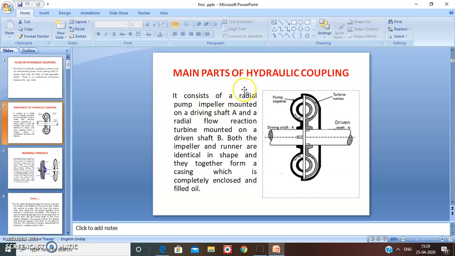Now discuss here the main parts of the hydraulic coupling. It consists of a radial pump impeller mounted on a driving shaft A, and a radial flow reaction turbine mounted on driven shaft B. This is your driving shaft A and this is your driven shaft B. This is your impeller and next one is your turbine. Both the impeller and runner are identical in shape and together they form a casing which is completely enclosed and filled with oil.